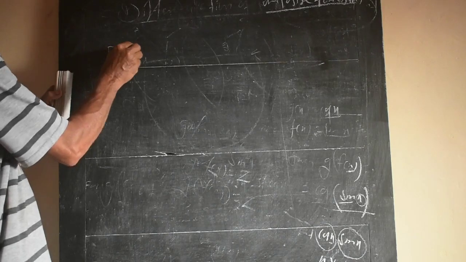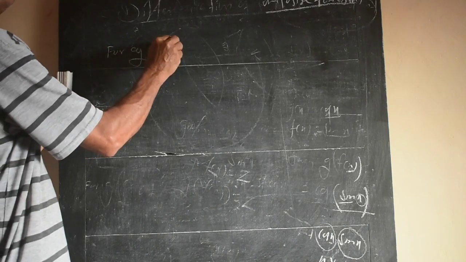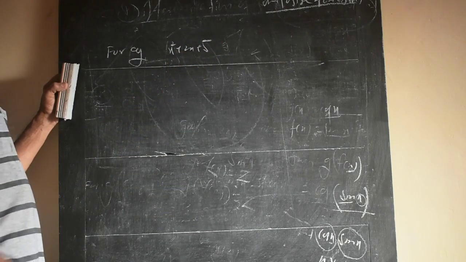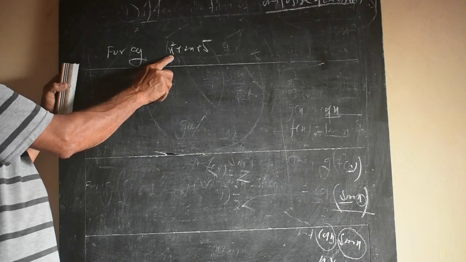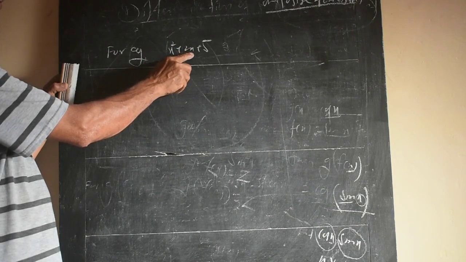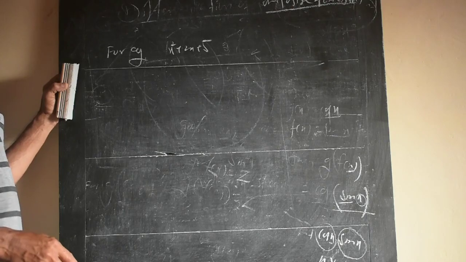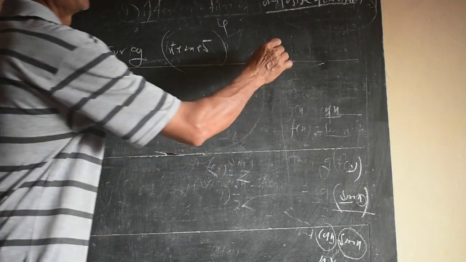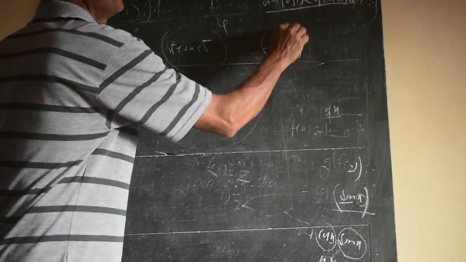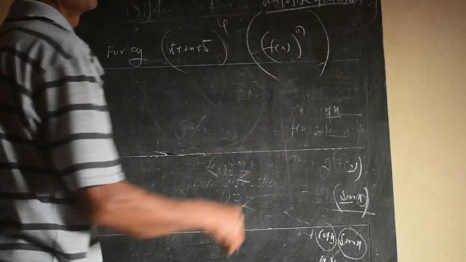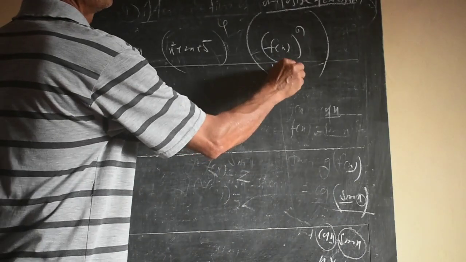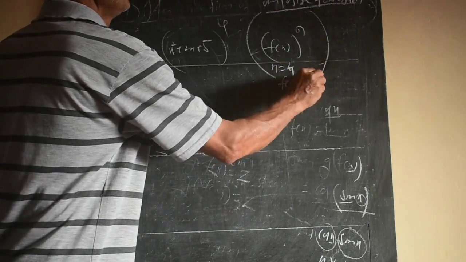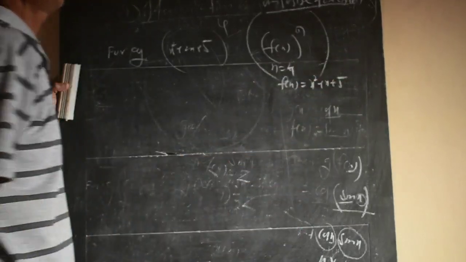For example, x square plus 2x plus 5. You can call it a simple function, so we can differentiate it directly. X square differentiation is 2x, 2x differentiation is 2 into 1, which is 2, plus 5 differentiation is 0. But if it is whole raised to 4, this is of the category of f of x raised to n. Here n is 4 and f of x is x square plus 2x plus 5. It is a composite function.